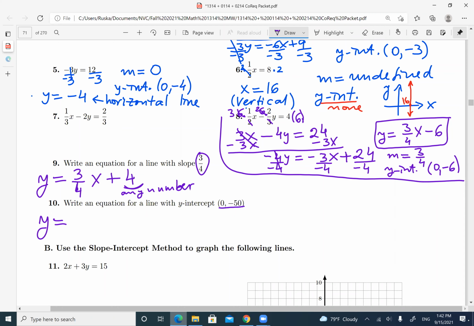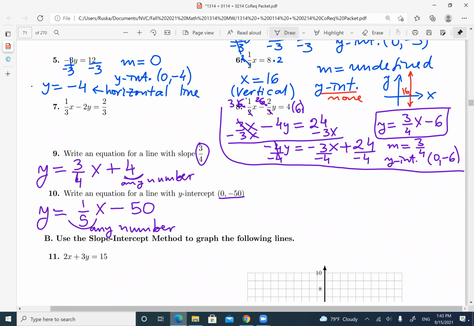So here it's a different question. You can put any number for the slope. It doesn't have to be 3/4. I just said 3/4 because it was the last one. You can do 1/5x, you can have any number. So in this case, the slope can be any number, and then the y-intercept is 0, -50. So -50 has to be there, but the number in front of x can be any number. Okay? That's right. Good job.